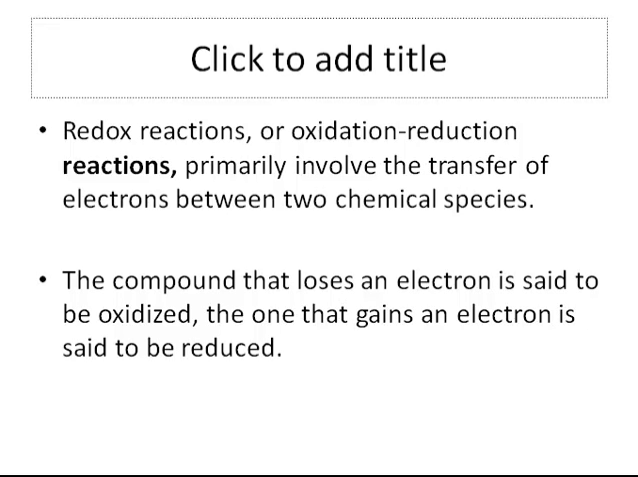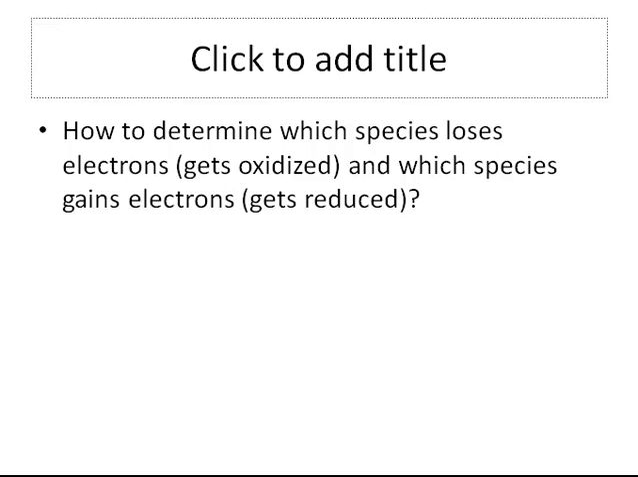And we know that the compound that loses an electron is said to be oxidized, and the one that gains an electron is said to be reduced. But how do we determine which species loses electrons and which species gains electrons? Because it's not very readily apparent when we look at a reaction which species is gaining electrons and which is getting reduced.